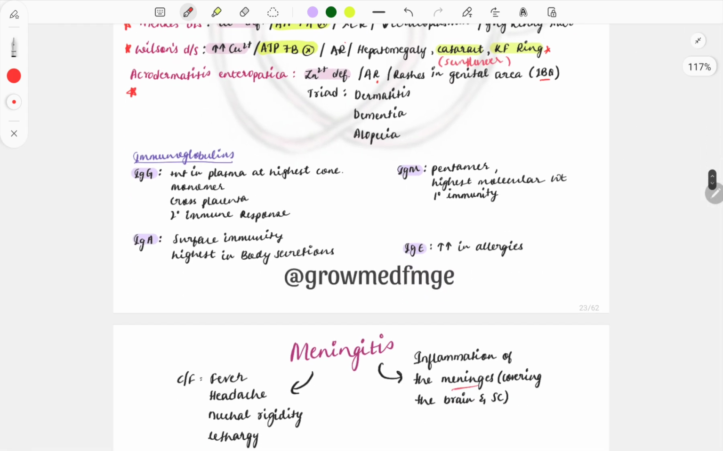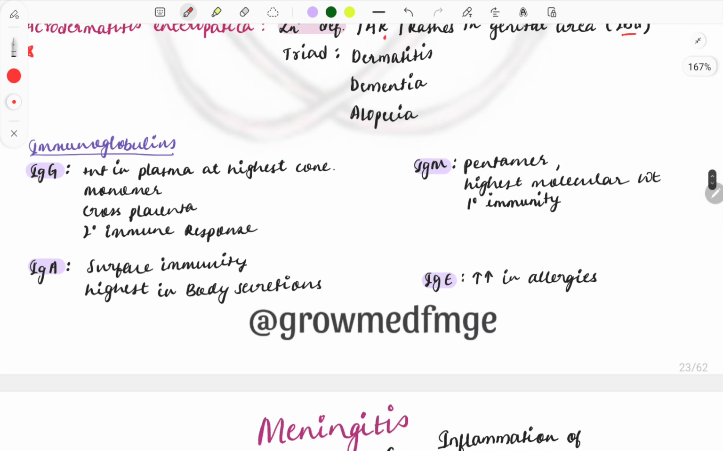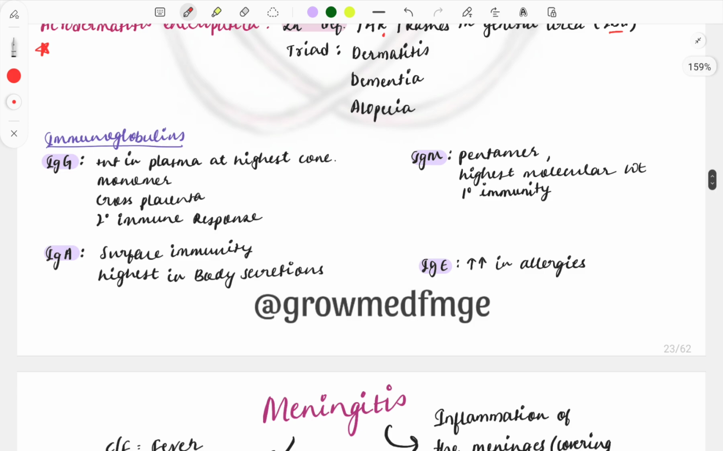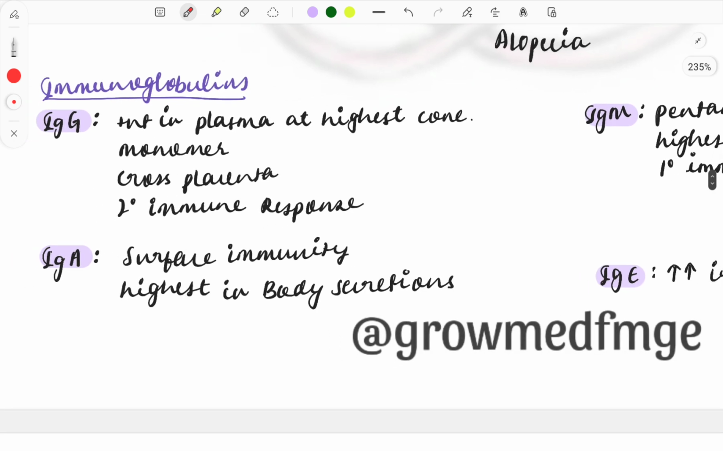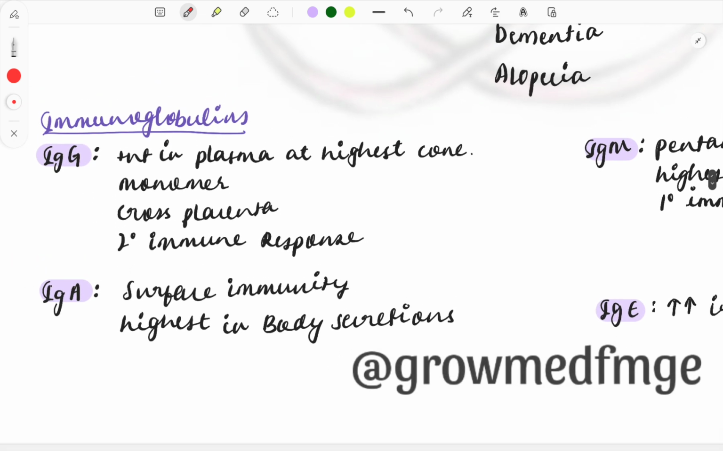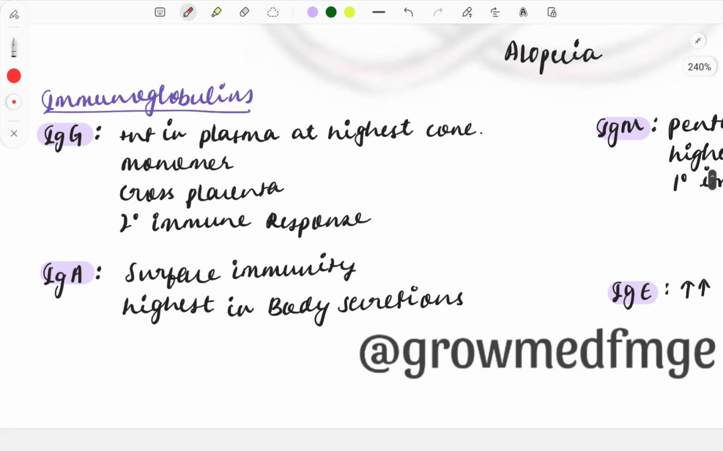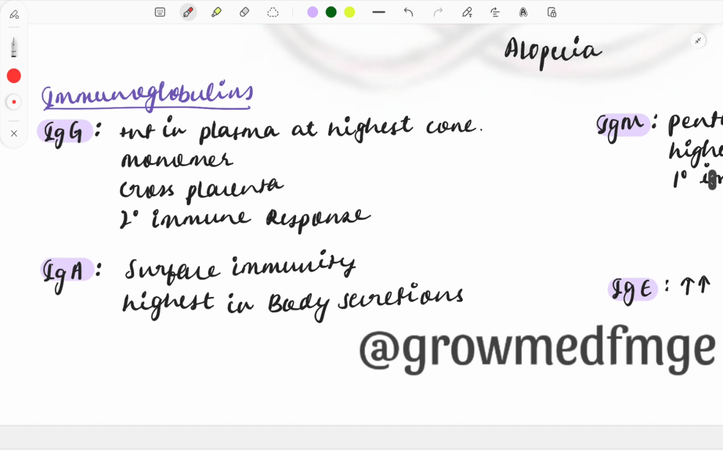Then moving on to the immunoglobulins. So these are the various types of immunoglobulins: IgG, IgM, IgA and IgE. Okay, so these are the important one-liners asked from these immunoglobulins. If it is G, then it is present in the plasma at the highest concentration. So a PYQ was asked that which of the following immunoglobulins is present in the plasma at the highest concentration.